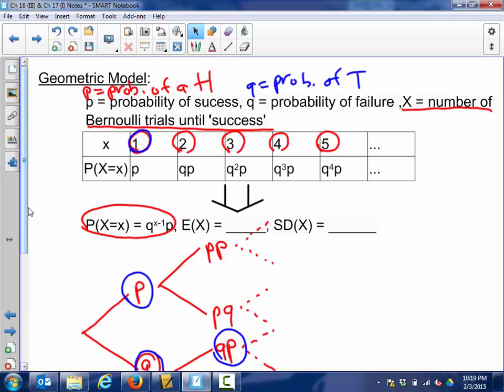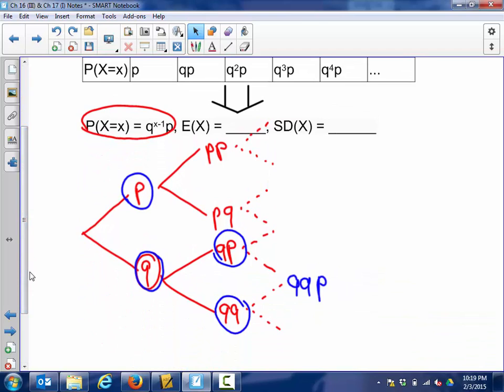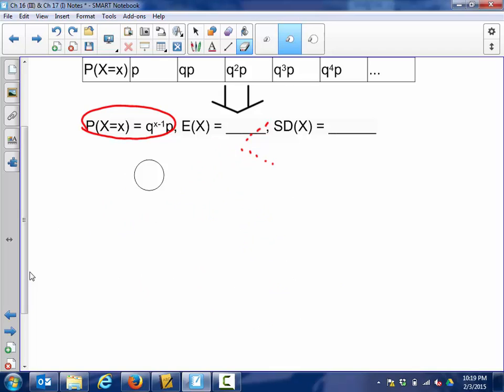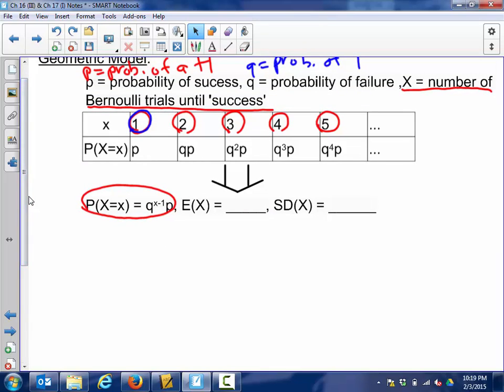And we've got this handy equation. You don't have to draw out a probability table like you've done in the past to work with your geometric model. You can just use this equation, which is circled in red up here. That's your Q to the X minus 1 times P.